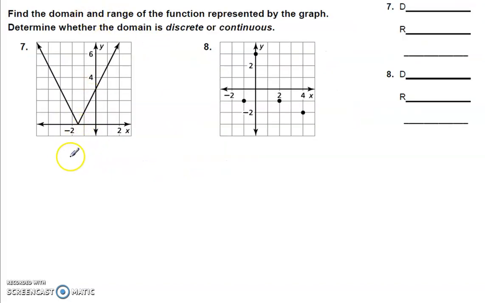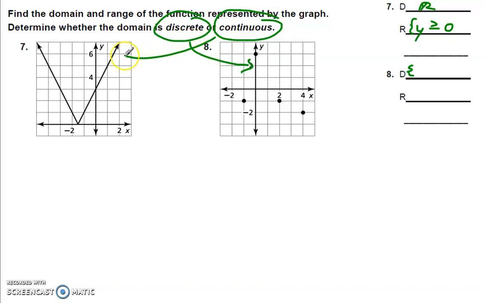Okay, domain and range. Domain, x values, are all of them are covered, so that's all real numbers. Bam. And then the y values are y is greater than or equal to 0, because all these y values are covered, none of these down here. This is a discrete function, so the domain, okay, this one's continuous, this one's discrete.